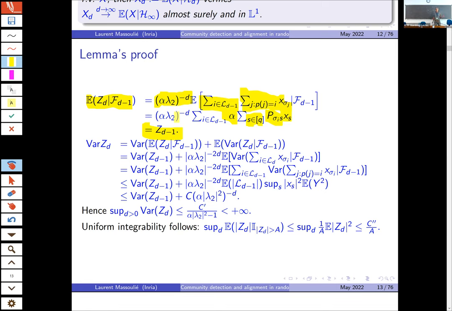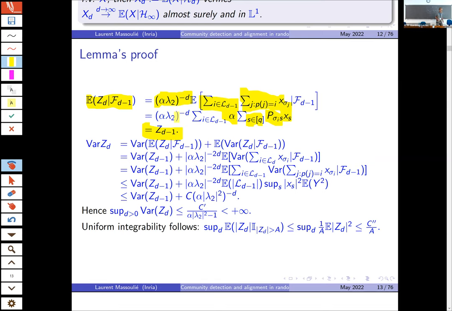And I have not used at all this Kesten-Stigum threshold condition, alpha times lambda 2 squared larger than 1. This property, the fact that it is a martingale, holds without the condition. So where I need the Kesten-Stigum condition is to show that it is uniformly integrable.